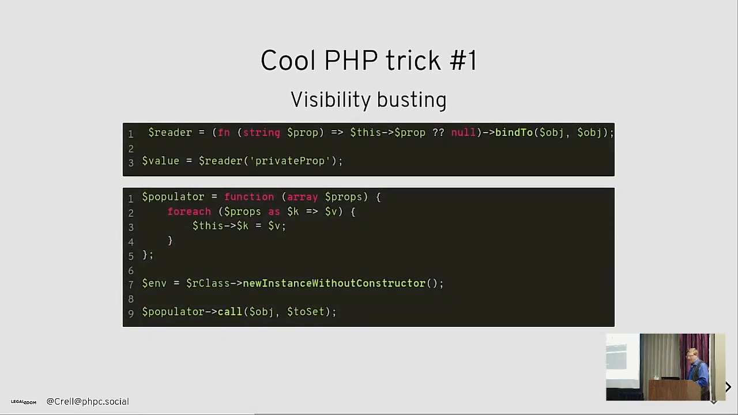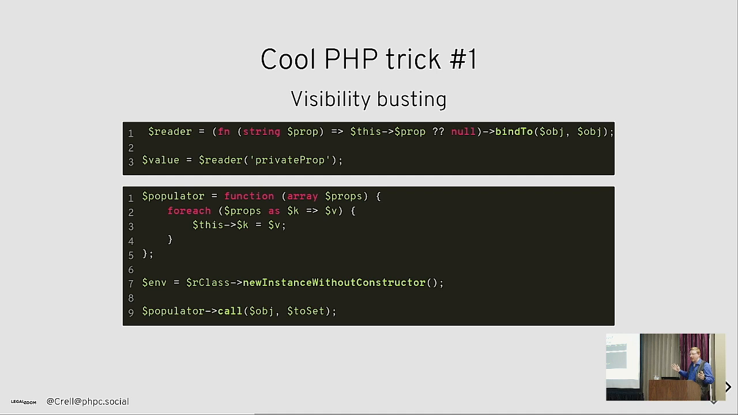This also shows us our first cool PHP trick. We've got a couple of these, that you can very easily bypass visibility using closures. You can just have this simple function and then bind it to an object, and now that reader can read any private property you want, or the same populator we saw before, simplified version, you can use to populate an object, and you can completely ignore if it's private, if it's read-only, anything like that. Please don't do this unless you're writing an ORM or a serialization library. But know that it's there.